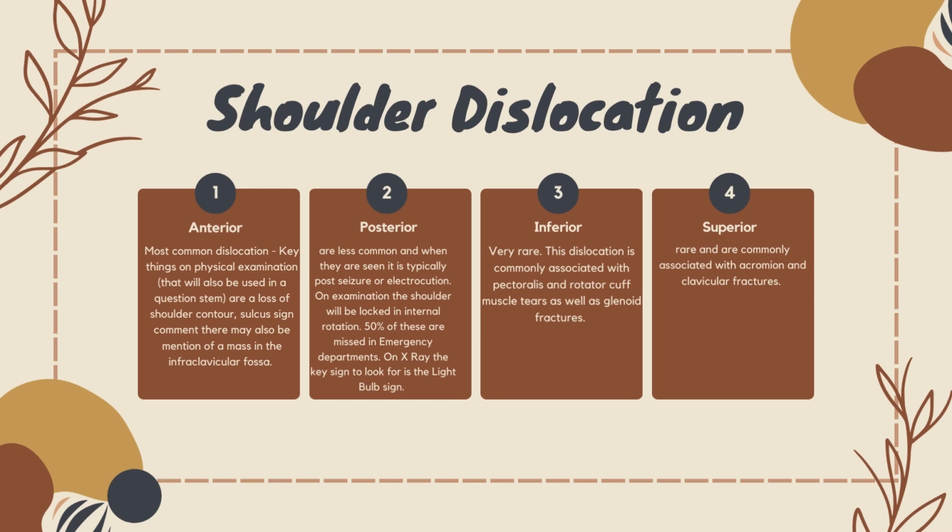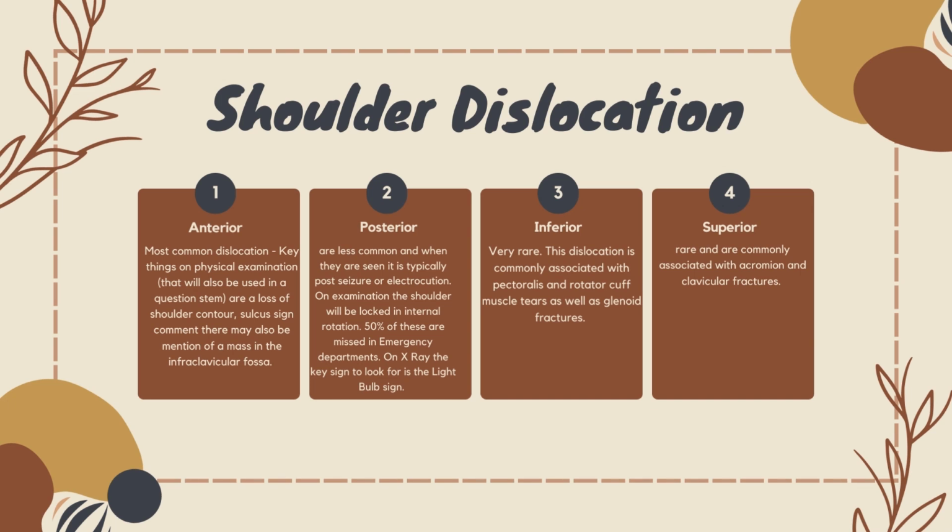The shoulder can also be dislocated posteriorly. These are less common, and when they are seen it is typically post-seizure or electrocution. On examination the shoulder will be locked in internal rotation. 50% of these are missed in emergency departments. On X-ray the key sign to look for is the light bulb sign.